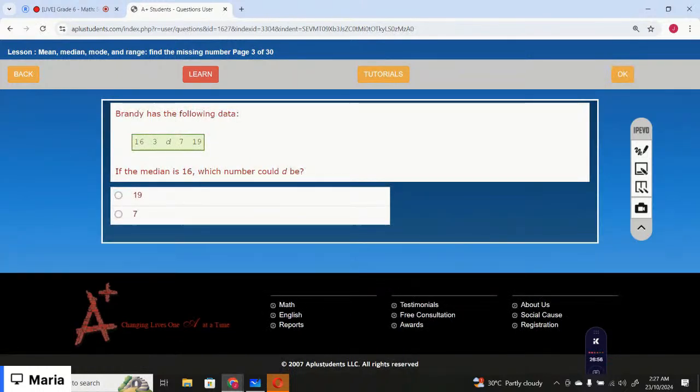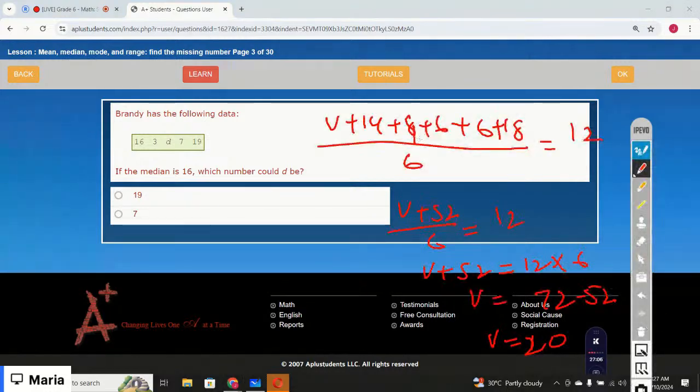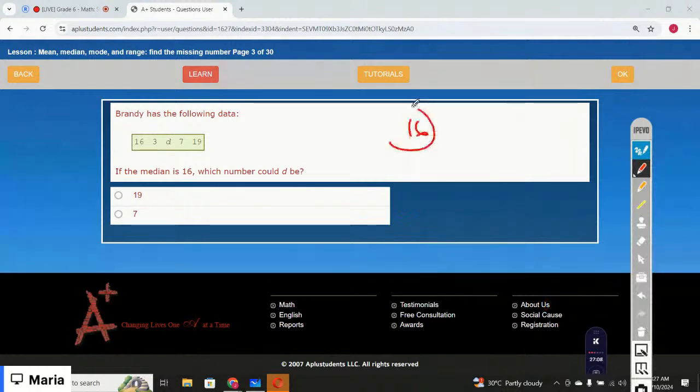Brandy has the following data: 13, 16, 3, D, 7 and 19. If the median is 16, what number could D be? Median means 16 is the number that is exactly in the middle, right? 16 is the middle number. You have two numbers after the 16 and three numbers before the 16. So before 16 you have three numbers: 3, 7, and D. So what number could be D?